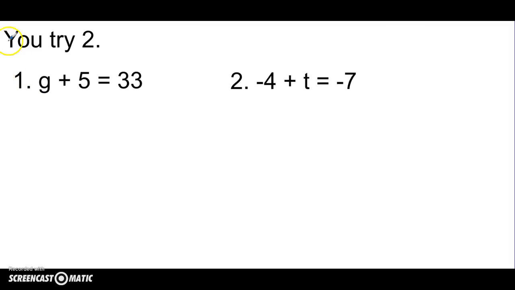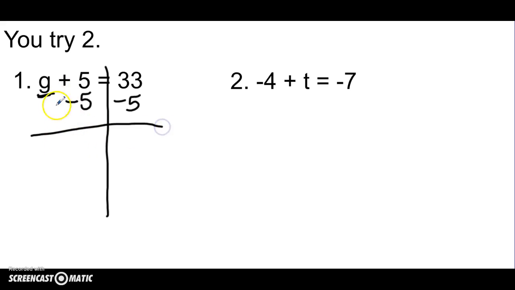Now, you try too. Go ahead and pause the video now. This first problem is using the subtraction property of equality. And we know this because we see we need to subtract off 5 in order to get the variable g all by itself. I'll subtract 5 from the left and then from the right.